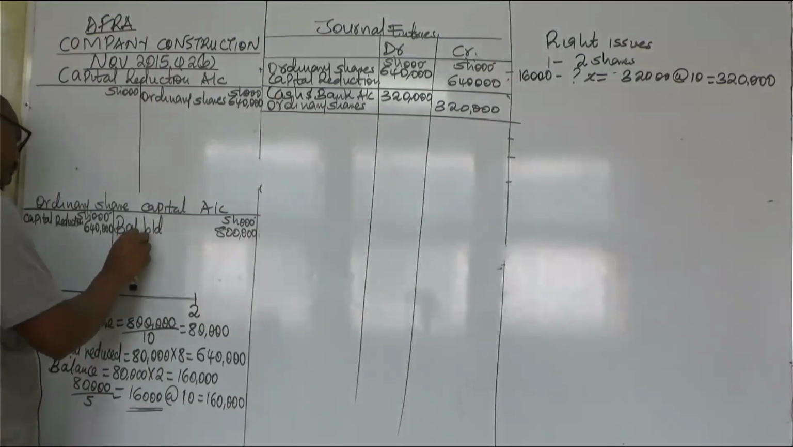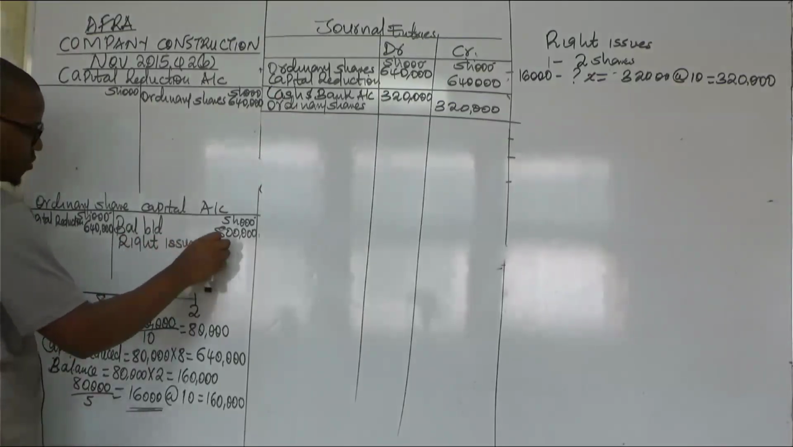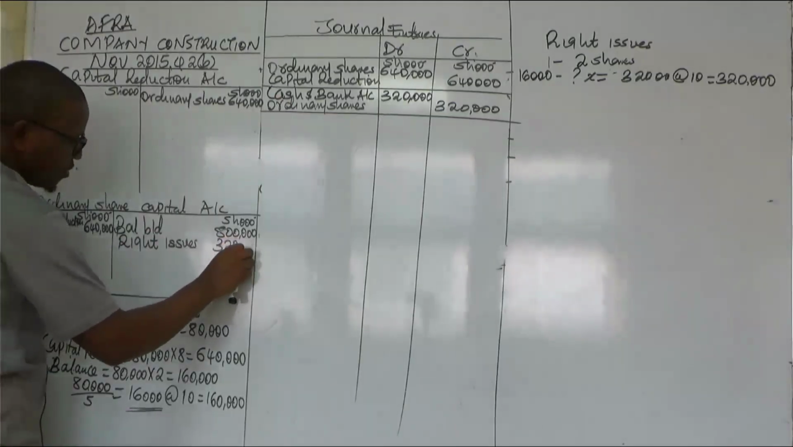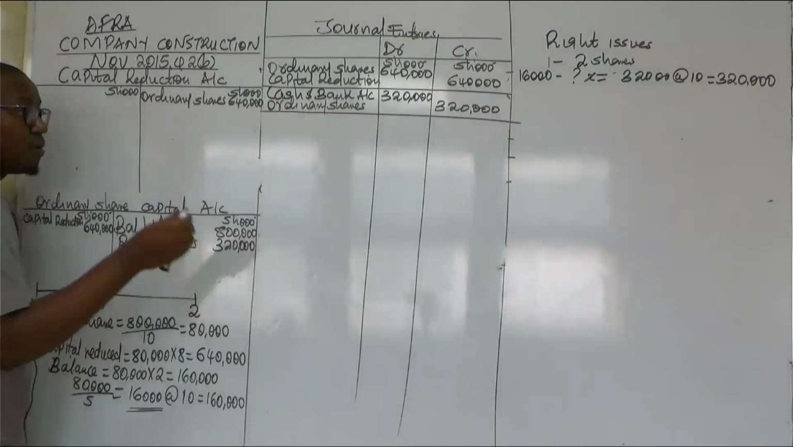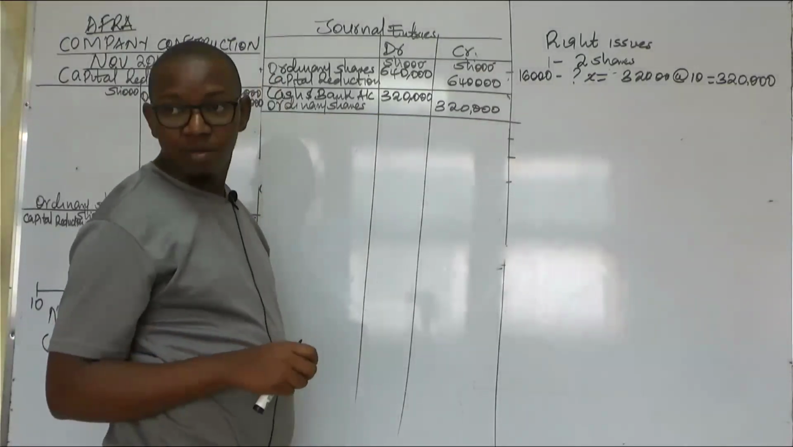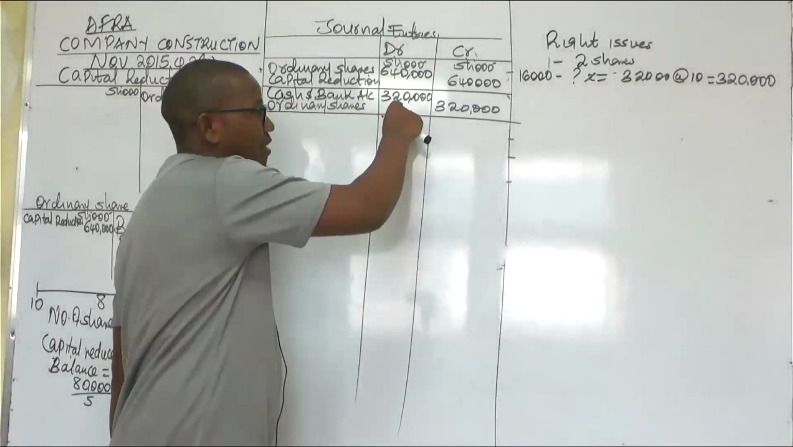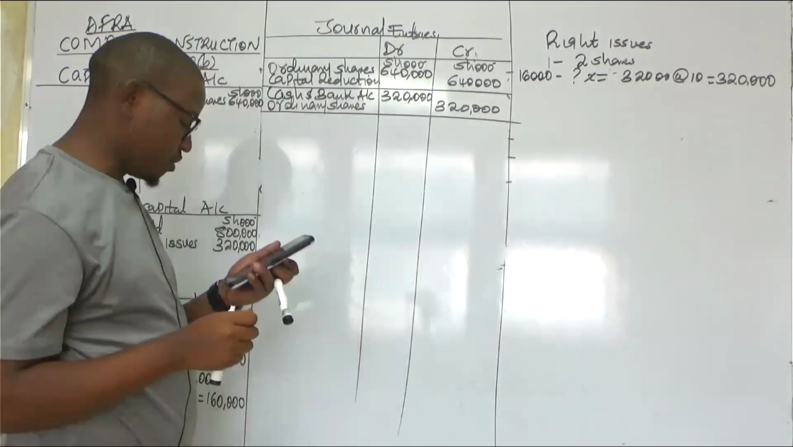So I will come here. I will have the rights. Let me just write rights issues. Zilitoka wapi? So 320. So ni kukwambia already in the bank amepata 320. He is now having money 320. We continue.